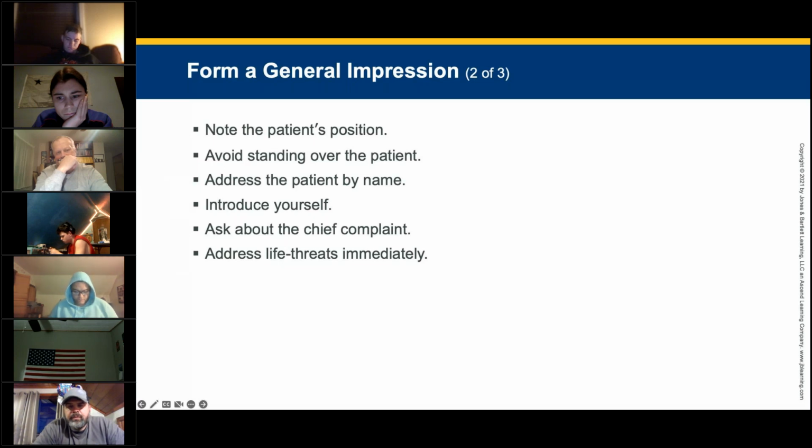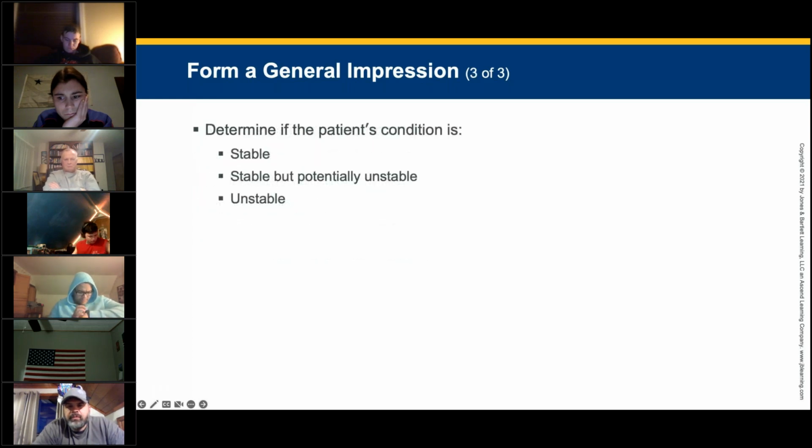Introduce yourself. Introduce your partner. Ask them about their chief complaint. And if you identify any life threats, address them immediately. And this is the sick, not sick. Determine if the patient's condition is stable, stable but potentially unstable, or unstable.